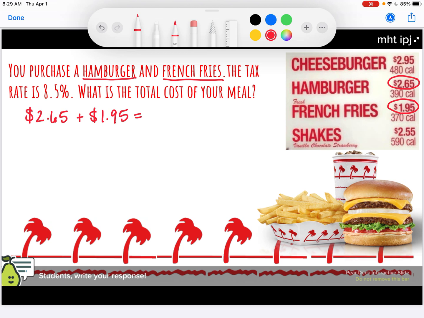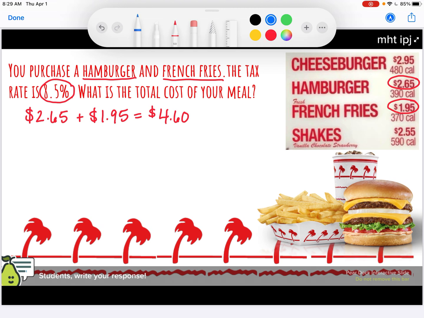Remember, you can do these things on your calculator to save you some time. And that gives you a total of $4.60. Now that's without the tax. Now we know we are paying a tax rate of 8.5%. And remember to convert a percent to a decimal.